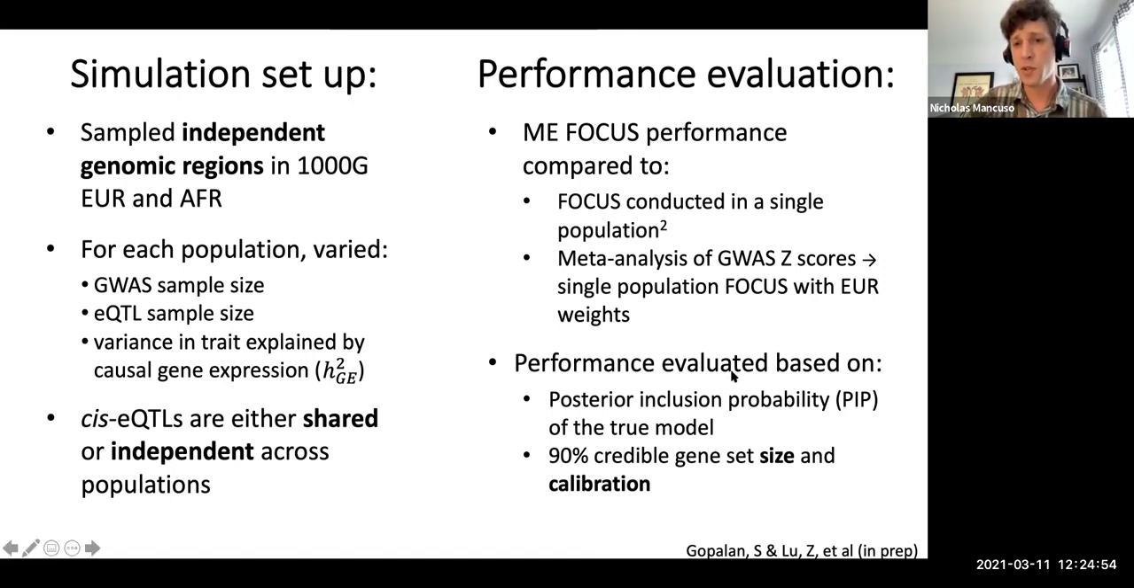Performance is also evaluated based on the posterior inclusion probability. You can think of that as the posterior expectation for any given causal gene, as well as something we call a credible set. The 90% credible set really is, if you sort the genes at a locus, you just keep adding them into this set until you explain 90% of the posterior density. And this provides a way to account for uncertainty at any given locus.